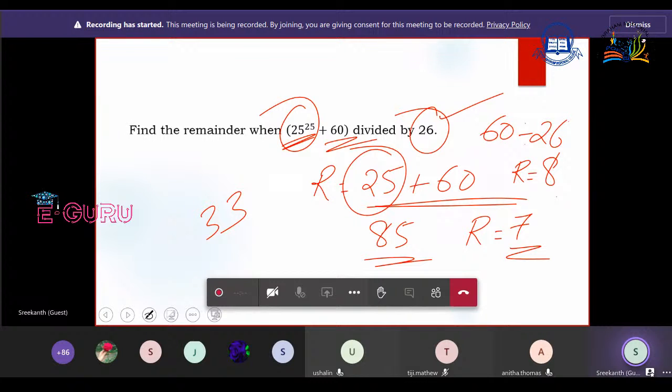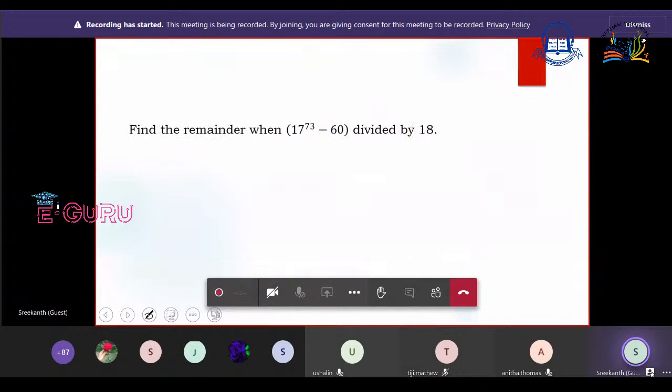Total remainder will be 33, but since 33 is greater than 26, you can take one more 26 from 33 and what is left is 7. So the final remainder will be 7 in both cases. Any method you can apply, so it is up to your convenience.